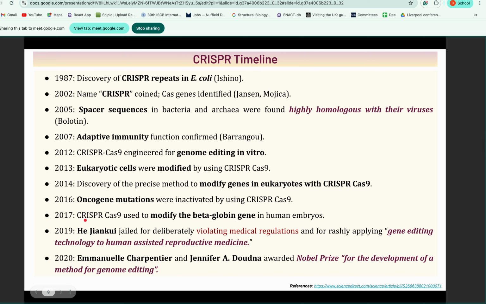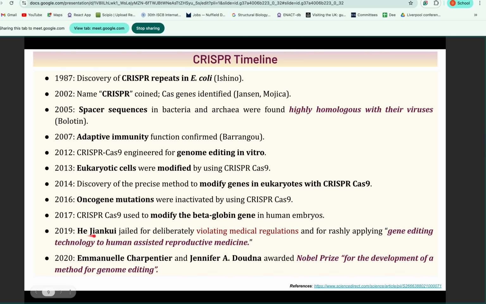Then in 2017, CRISPR-Cas9 was used to modify the beta globin gene in human embryos. So in that way, we can treat it. In future, if we know that this particular child might suffer from this disease, then in the embryo stage only, we can cure those genes. So this means we can somehow do gene therapy.